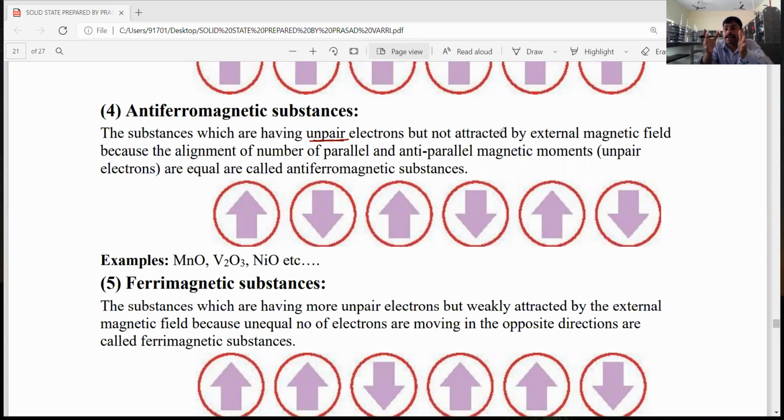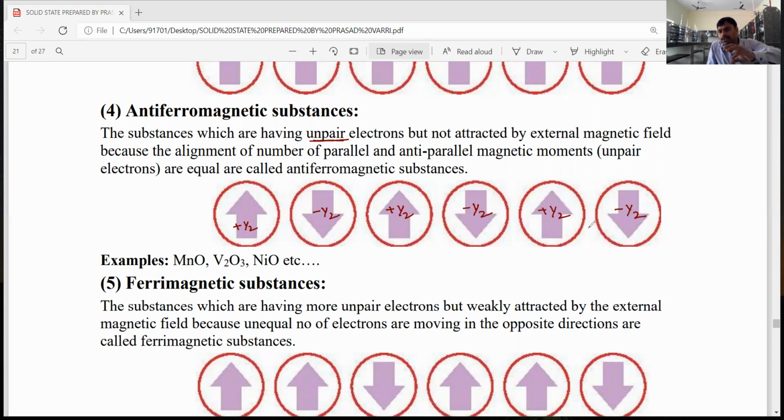How many parallel spin electrons are present, the same number of anti-parallel spin electrons are also present. This is clockwise, its spin is plus half, and the next is minus half, then plus half, minus half, plus 1/2 and minus 1/2.